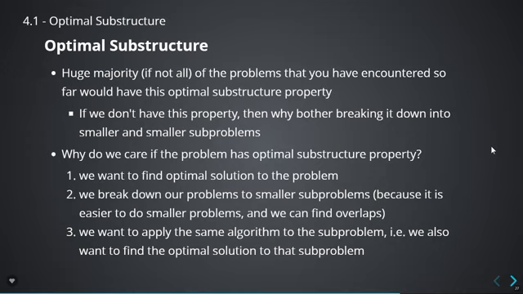But anyway, again, why do you care about the optimal substructure property? Because one, you want to find an optimal solution to the problem. And the way we do it is that we break it down into small subproblems, because we can't handle a big problem. You have to break it down into small pieces. And that's good because sometimes we can find overlaps, we can use dynamic programming. And you want to apply the same algorithm to the subproblem, like starting fresh, like doing a new problem with a different set of inputs.